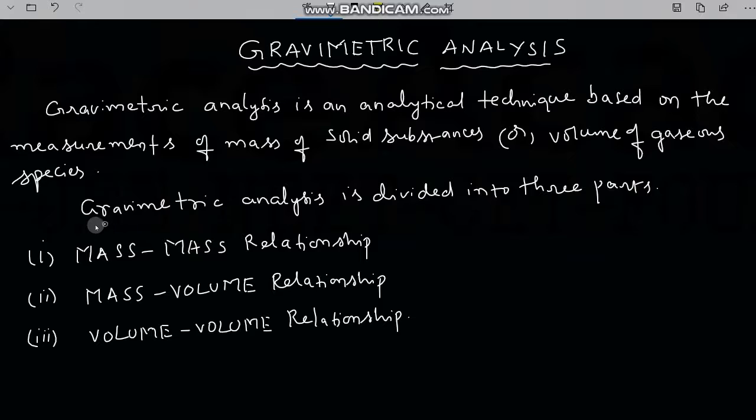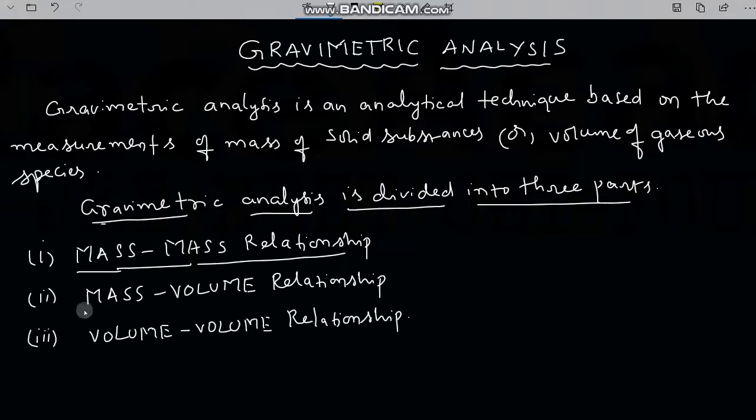This gravimetric analysis is further divided into three parts. The first part of gravimetric analysis calculations we will call mass-mass relationship. The second one we will call mass-volume relationship. The third one we will call volume-volume relationship. So this is the meaning of gravimetric analysis. We can calculate the mass of substances using mass-mass relationships, mass-volume relationships, or volume-volume relationships. These are the three types.